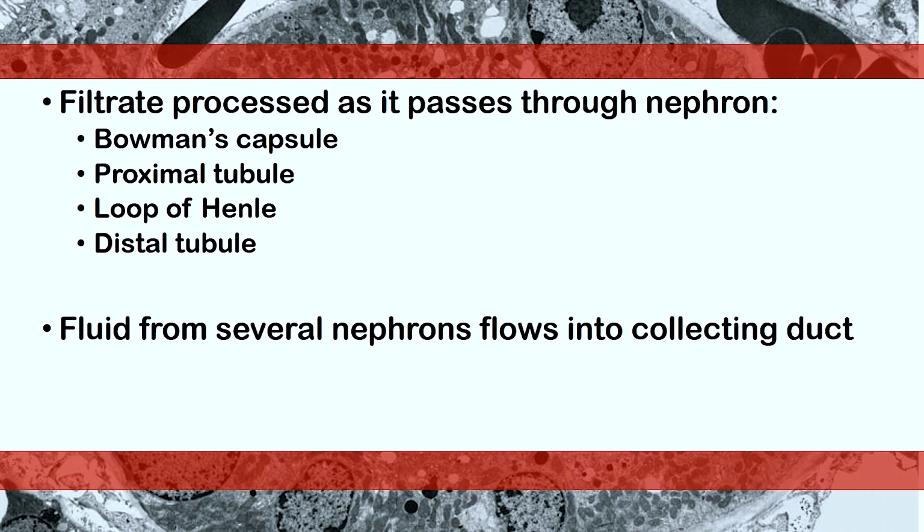Finally, you move into the distal tube for polishing, where you have additional products that are secreted, such as potassium and hydrogen ions, and some small amount of water is still resorbed again. That fluid then flows into the collecting duct. Now recall, we also had two general forms of nephron. We had the cortical nephrons and the juxtamedullary nephrons.